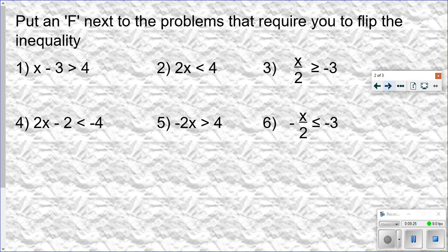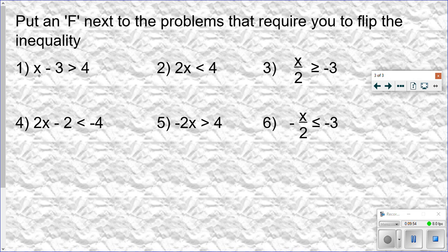All right, so let's look at what else we have here. For these, I just want you to look at these, tell me which ones would require you to flip. And again, the ones you flip are the ones where the variable is being multiplied or divided by a negative number. So I want you to pause this, go through them, see which ones you would put an F next to, and then come back and see if you got the right ones.